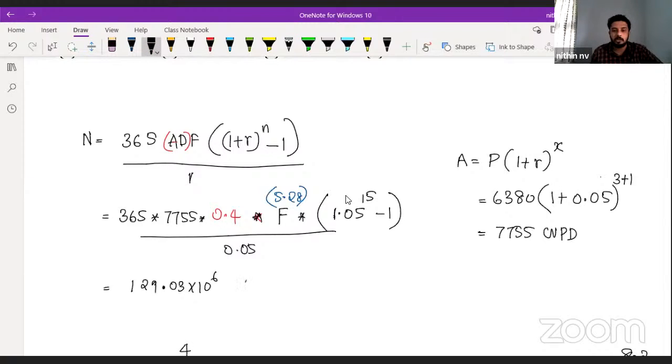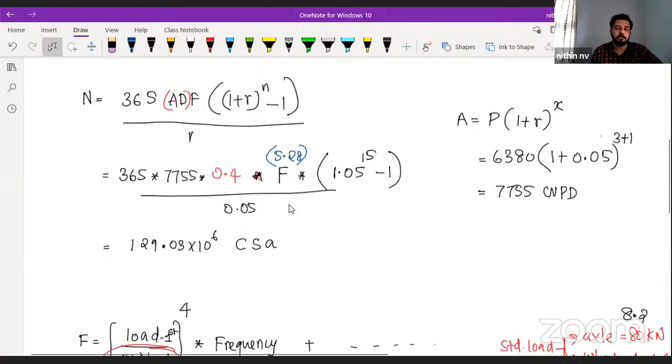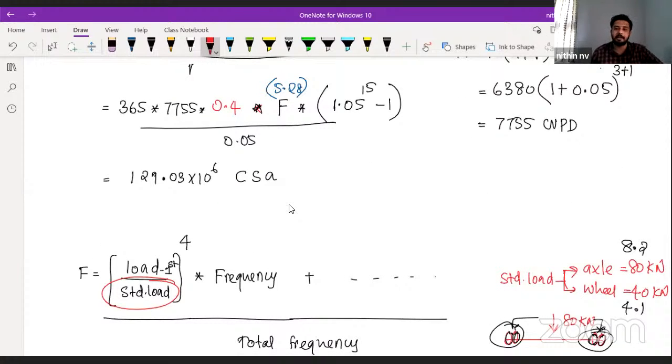The unit is cumulative standard axle. We can convert this into million standard axle. We know 1 million is equal to 10 raised to 6. So that is equal to 129.03 million standard axle, divided by 10 raised to 6. Are you getting the same answer?